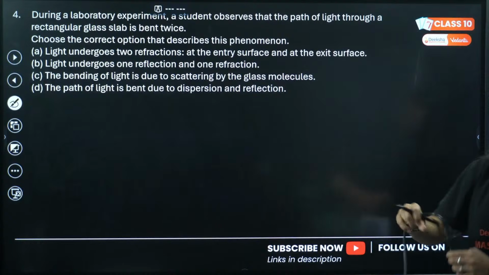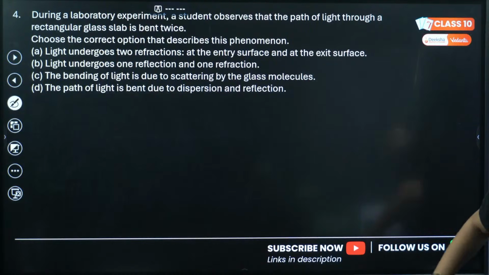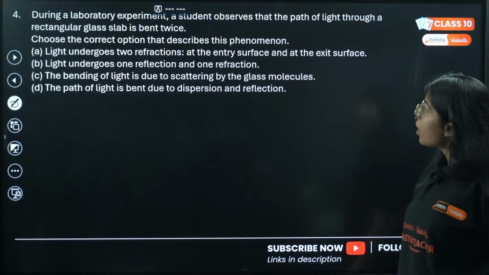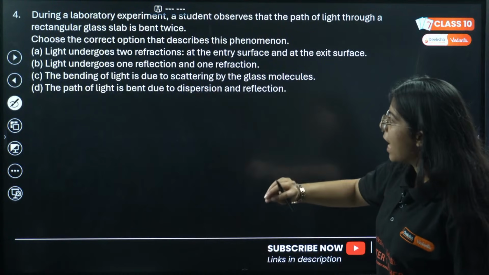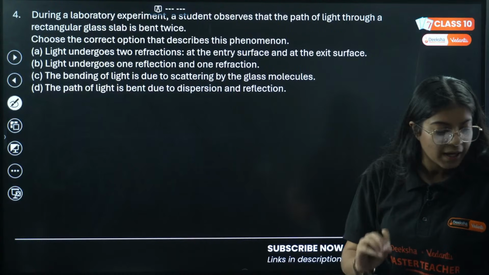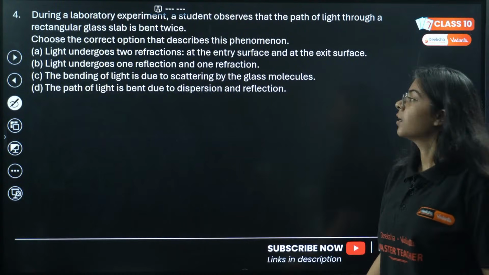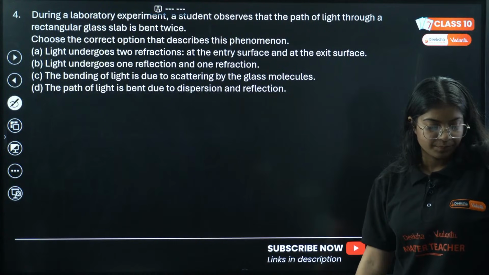Let me know the answer. Read the question carefully first. Don't make any silly mistakes. Read the question very carefully. So the question says, during a laboratory experiment, a student observes that the path of light through a rectangular glass slab is bent twice. Rectangular glass slab, it is being bent twice. So choose the correct option that describes this phenomenon.